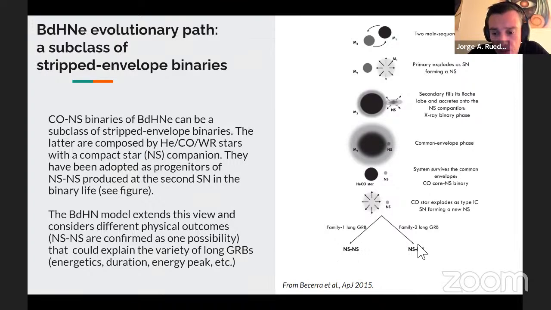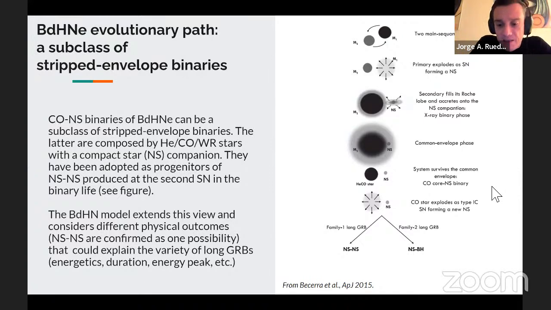At the time, we put forward these two possibilities, which we called family 1 and family 2. What we know now is that family 1 is what we call the binary-driven hypernova of type 2, while family 2 is what we call the binary-driven hypernova of type 1. Here, the neutron star forms a black hole. In the type 2 case, the neutron star doesn't reach the critical mass, and you can end with a neutron star binary, while in the other case you have a neutron star and a black hole, because from this supernova event you will form a neutron star at the center.